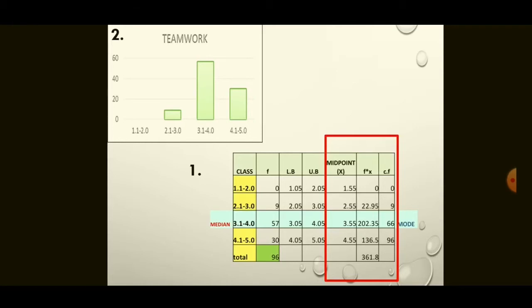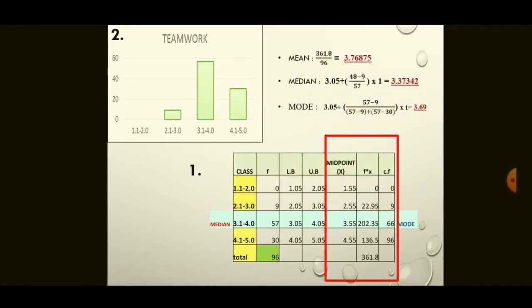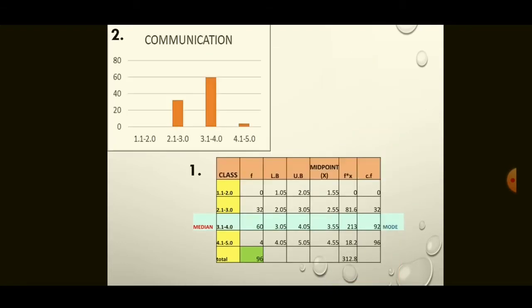Based on this data, we analyze the mean, median, and mode. The mean for teamwork is 3.77, the median for teamwork is 3.37, and the mode for teamwork is 3.69. For your information, these steps are used for all skills in this section. So the next is communication. The steps are similar.